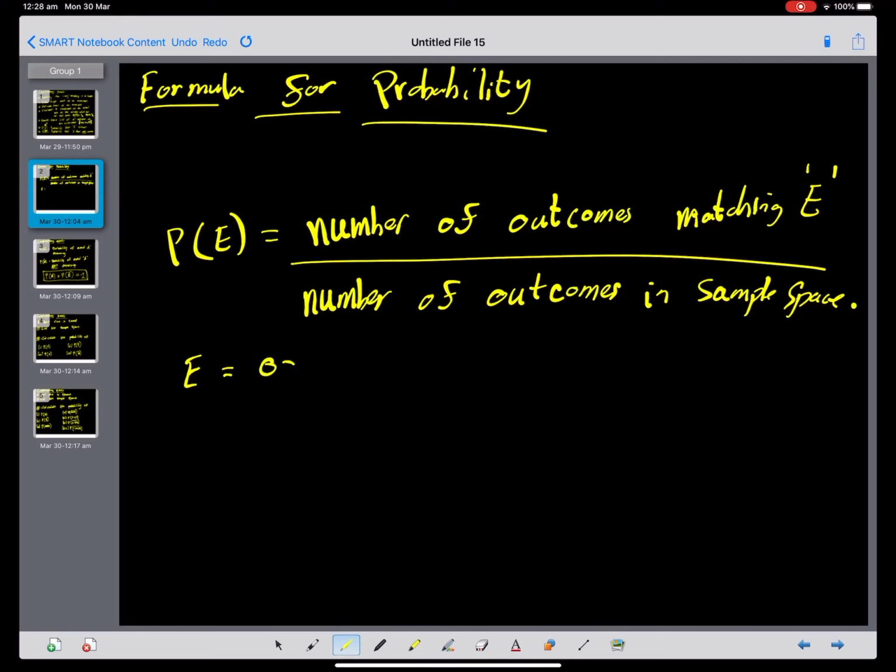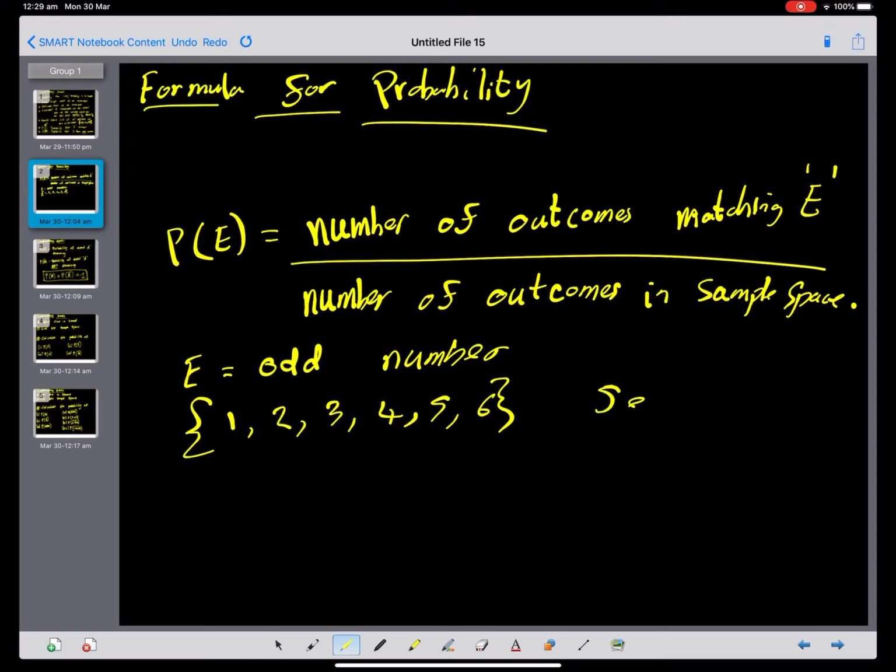So let's define E as odd number. And let's roll a die, and the sample space is going to be 1, 2, 3, 4, 5, and 6. Okay, the sample space is what we call a set. And a set has an important significance in discrete maths. And we define a set by these curly brackets there. An event is a subset of a set.